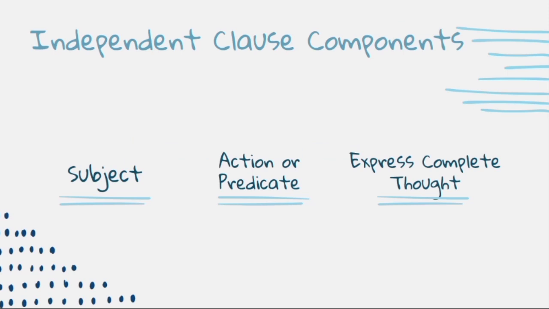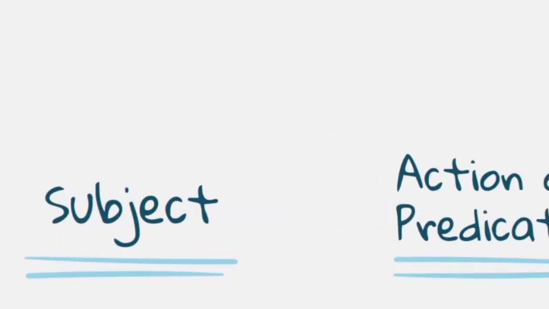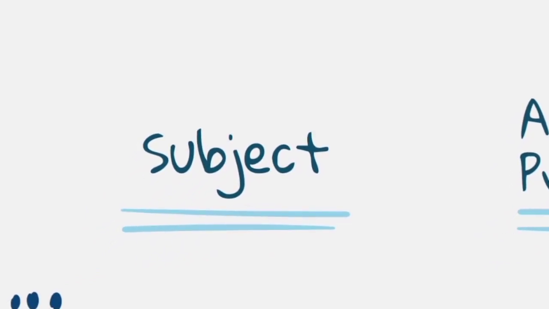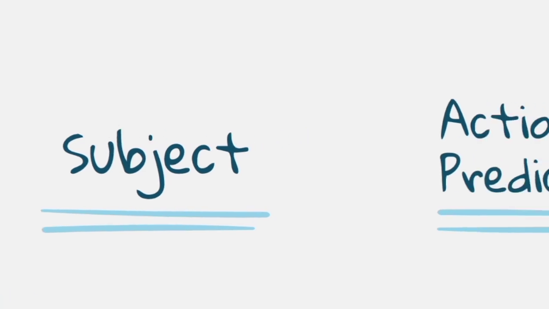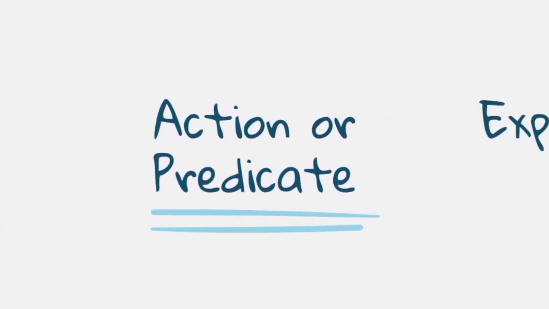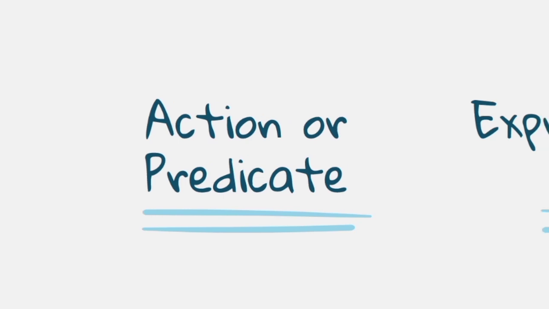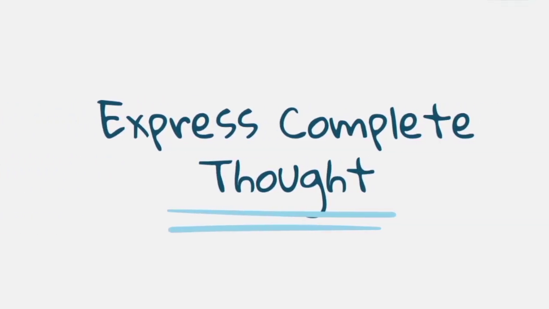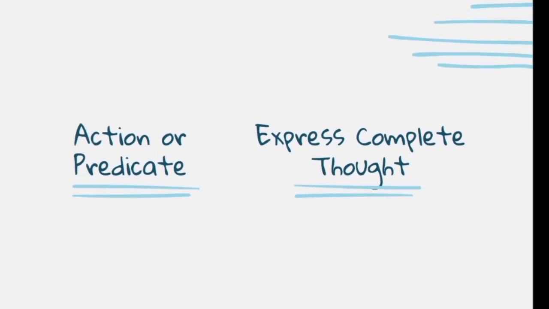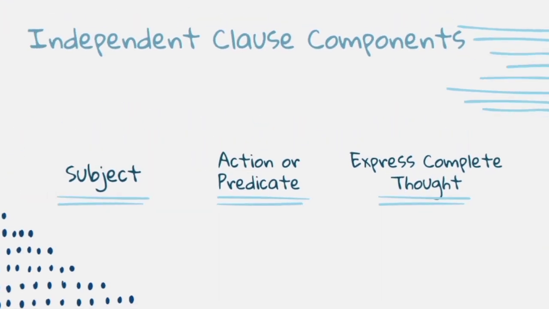The first one is a subject. A subject gives information on what the sentence is about. And then the second one is an action or predicate. It gives information on what the subject is doing. And then the third one, it expresses a complete thought. It means that it gives information on what is happening in the sentence.